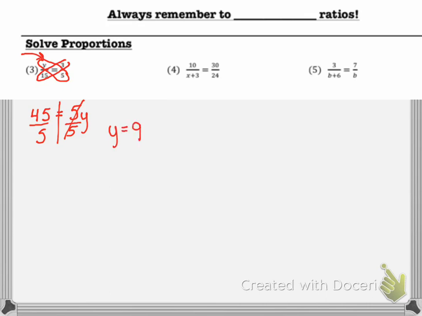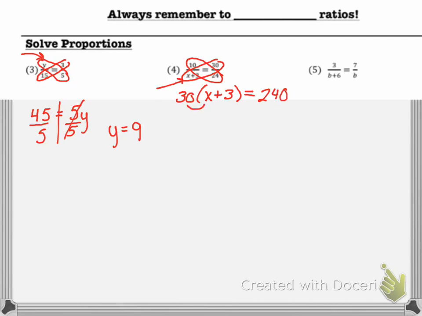Now we can make it a bit more complex by inserting an expression in for one of the denominators and the numerators. So in this case, I have x plus 3 in my denominator. I'm going to cross multiply with the 30. Now when I do that, this is important: I use a set of parentheses because the x plus 3, the whole thing, is getting multiplied by 30. And then 10 times 24 is 240.